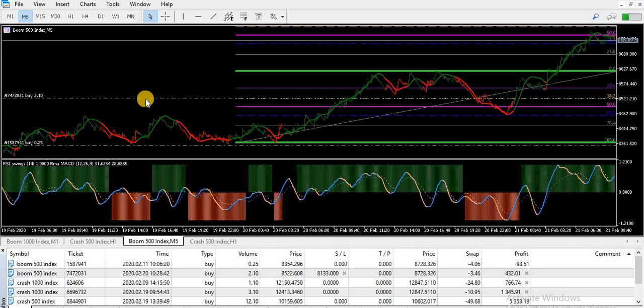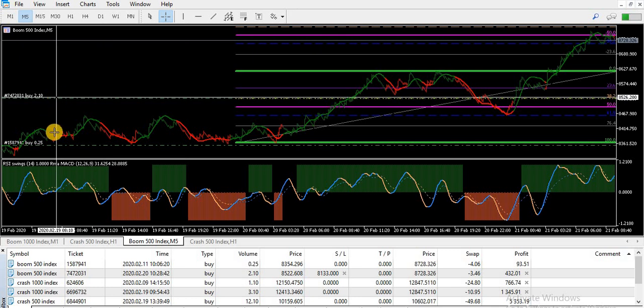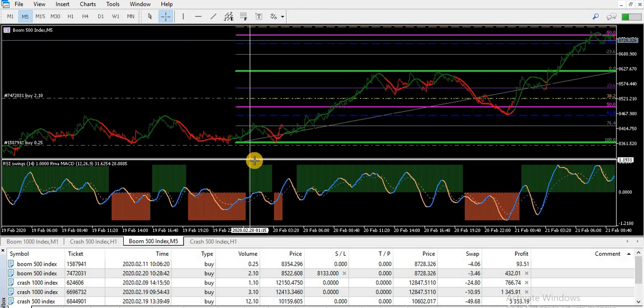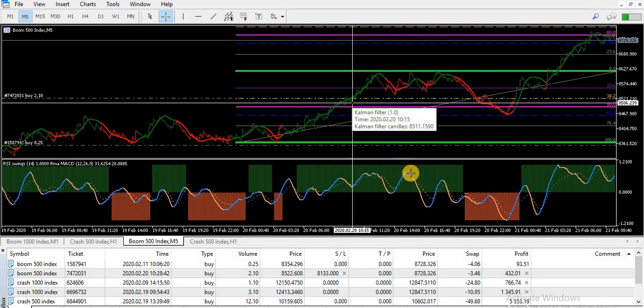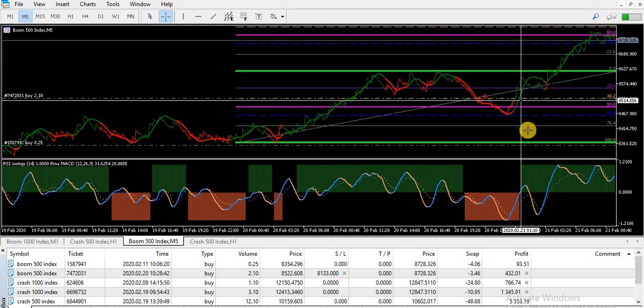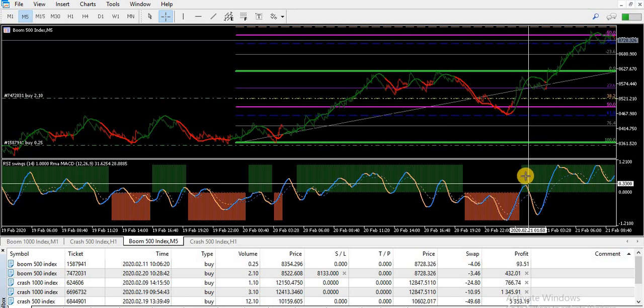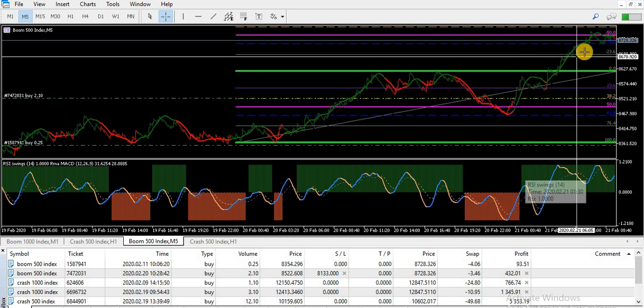And look here at the Boom 500 trades, that one is a buy and the second is also a buy. Look here, once we saw this signal, the MACD and the RSI confirmation, we entered this trade, and look how many pips.